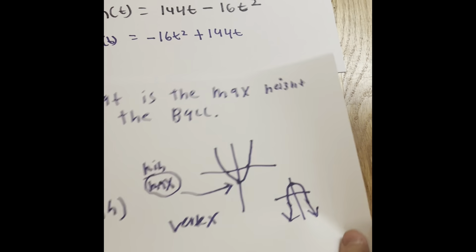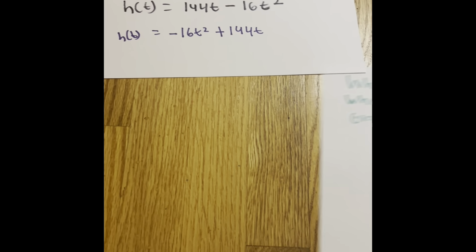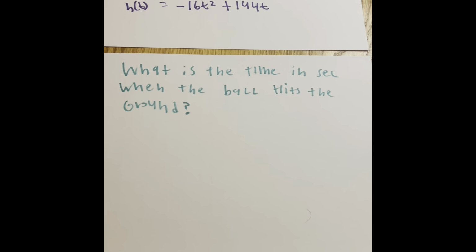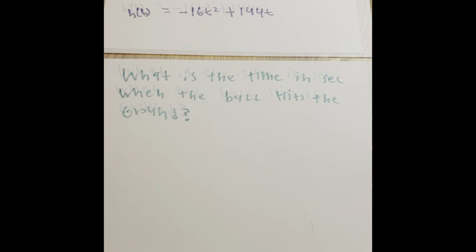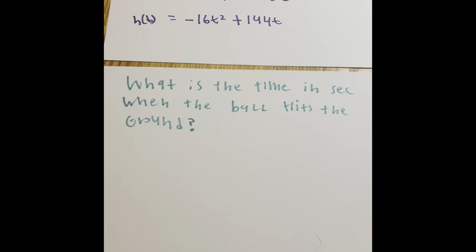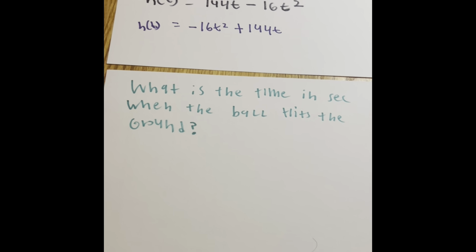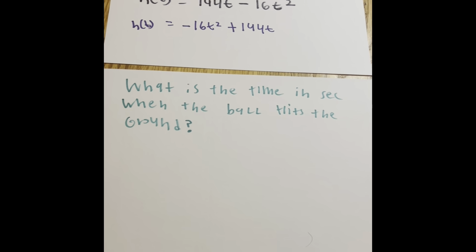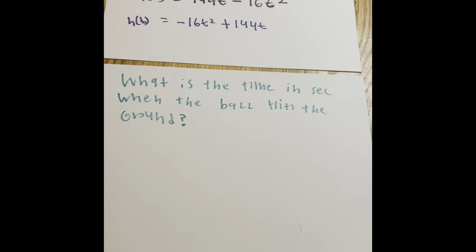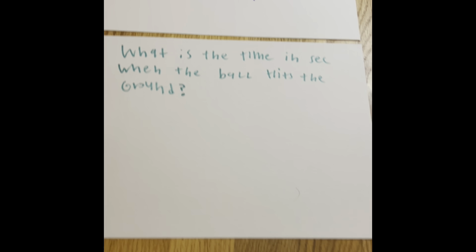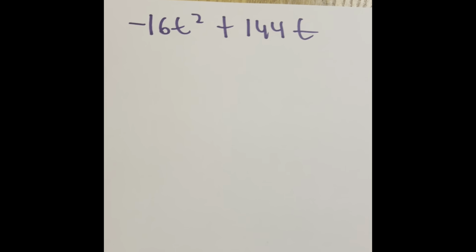There is one more problem that we're going to take a look at. What is the time in seconds when the ball hits the ground? Well, in this problem, it's asking us what is the time in seconds when the ball hits the ground. Meaning, we have to find what the t value is. We don't have the h value, which we don't need, but we do need the t value, which we don't have. So, in this case scenario, we are going to have to factor this one out.